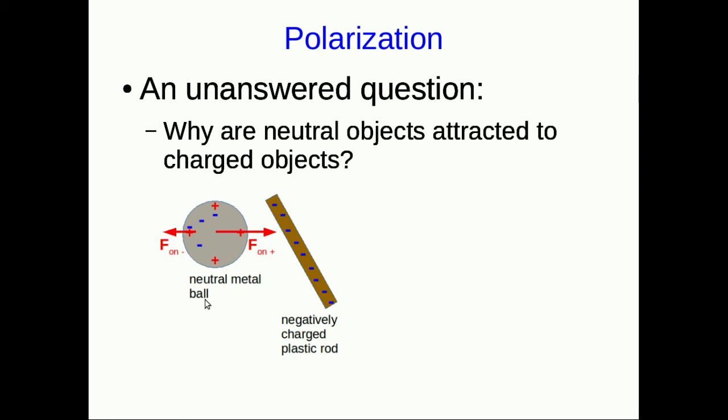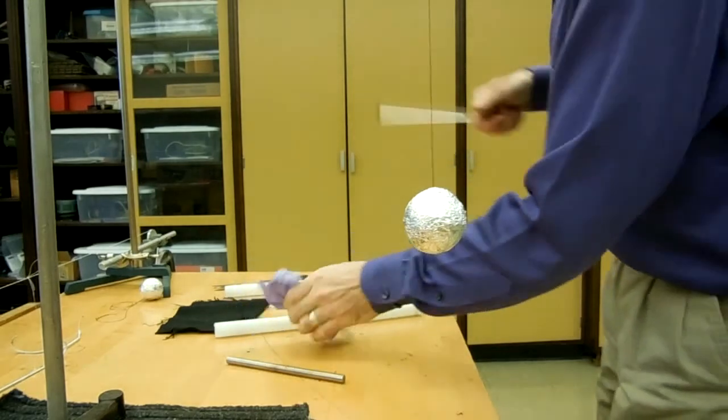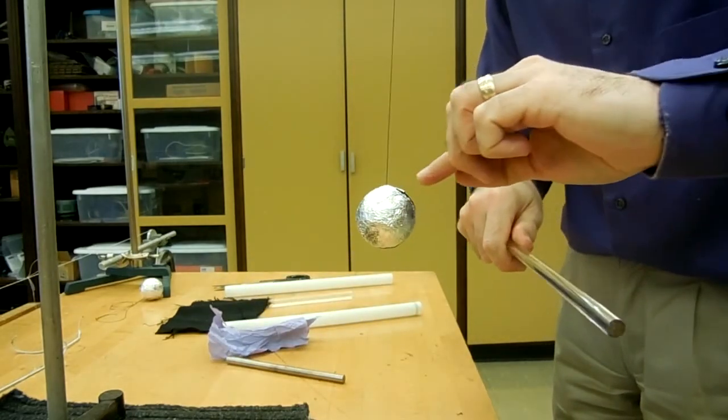We call what's just happened to the neutral metal ball polarization. The metal ball is now polarized. Note that it's still neutral. We haven't added any charge or taken any charge away from it. It still has equal quantities of positive and negative charge. But that charge is now distributed differently so that one side of the ball is more positive and the other is more negative.